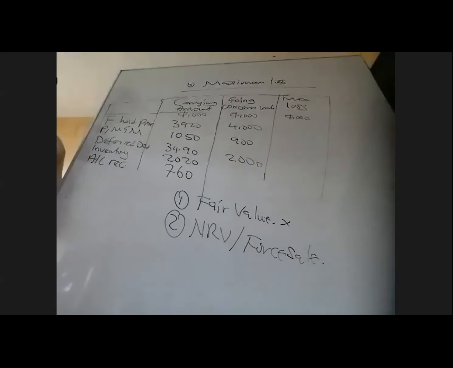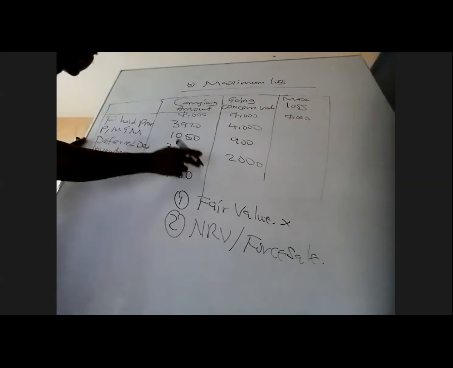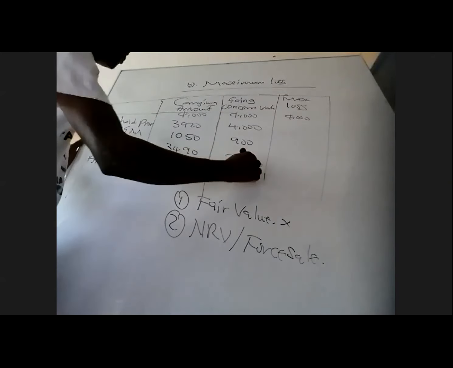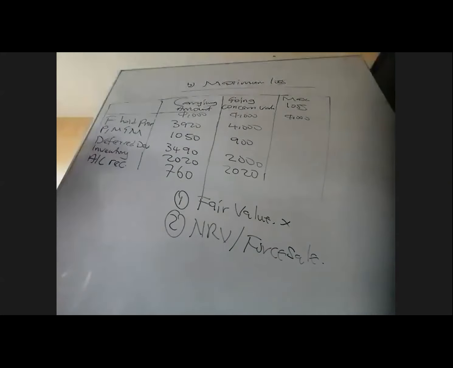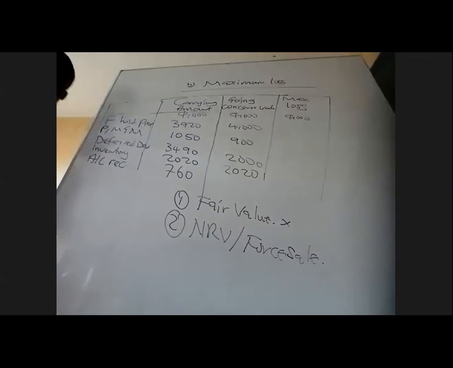Note 4 says that inventory is expected to realize its carrying amount in the event of liquidation. So it means that the fair value will be 2020. That's the meaning. They are going to realize their carrying value. What's the carrying value? 2020. So they have to also realize that.